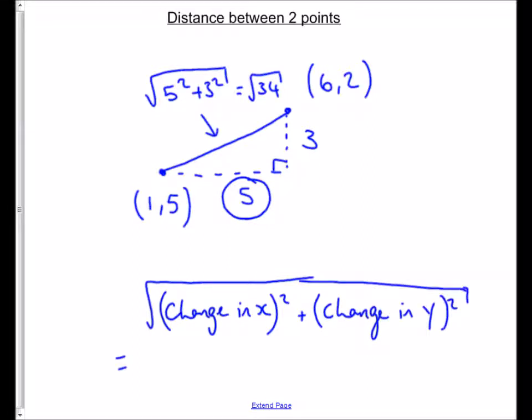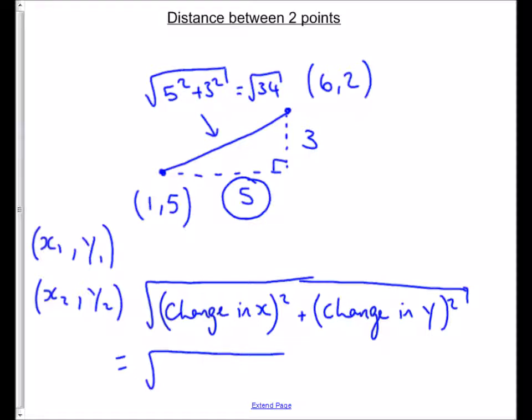I can write this differently if I say I'm looking at the coordinates (x1, y1). As you can see, I'm really imaginative with my coordinates, and (x2, y2). Then the formula becomes the change in x. Well, the change in x is what I need to do to go from x1 to x2. Well, that is (x2 minus x1) squared. Because I'm squaring it, it actually doesn't matter which way around your x's are. And then we're going to add on the change in y, which again is going to be (y2 minus y1) squared. So that's a formula which you might see.